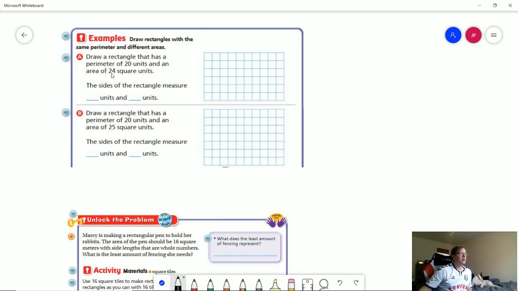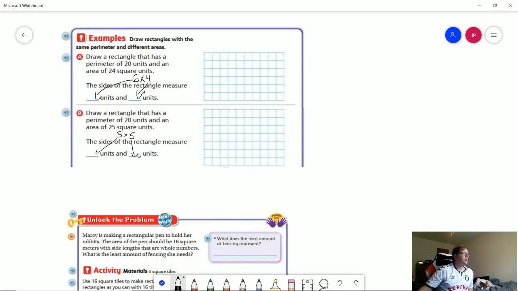So for our perimeter of 20, in the area of 24, we would end up doing 6 times 4. And for the other one, where we have an area of 25 square units, we are going to end up with a square because we are going to have 5 units on each side. And so these would be the numbers that we would put down here. And then we can go ahead and make our shapes.